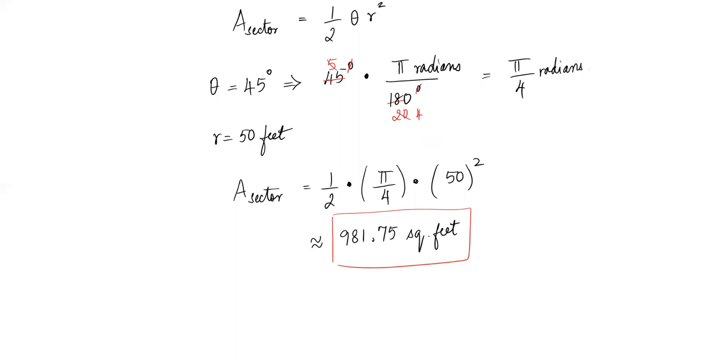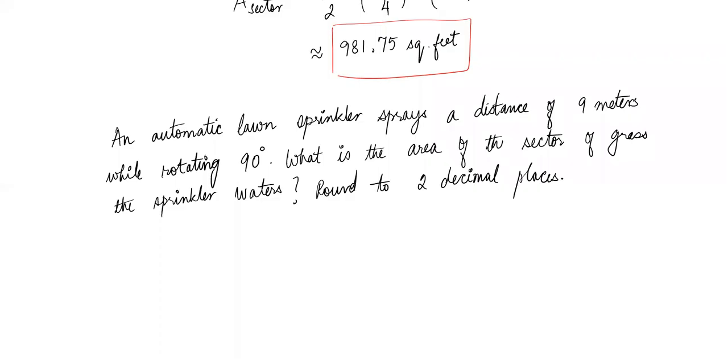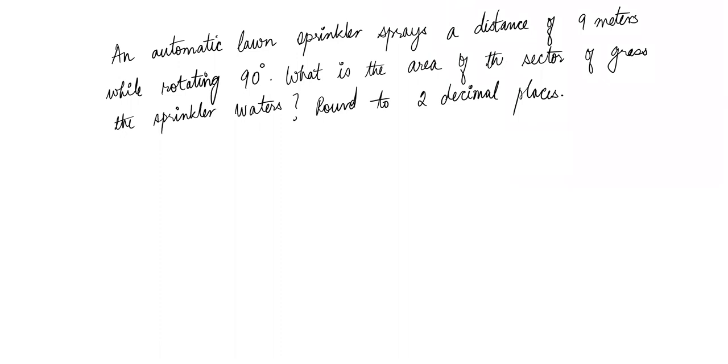We'll move to the next question. An automatic lawn sprinkler sprays a distance of 9 meters while rotating 90 degrees. What is the area of the sector of grass the sprinkler waters? Round to 2 decimal places. Very similar problem. At this point, you could pause the video and try it on your own. Come back to check the answer.